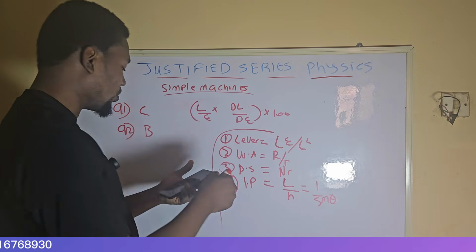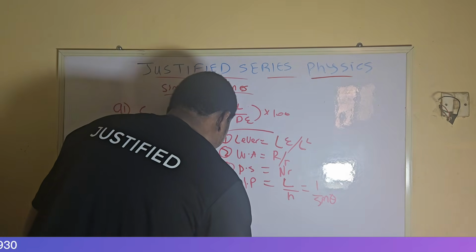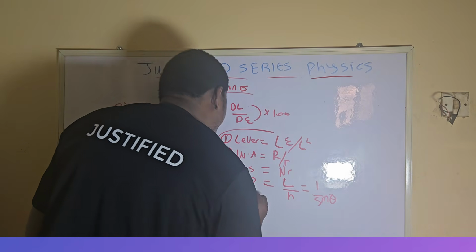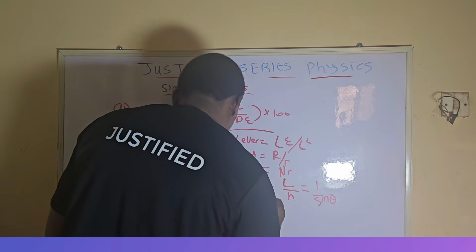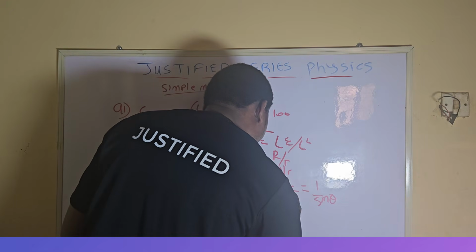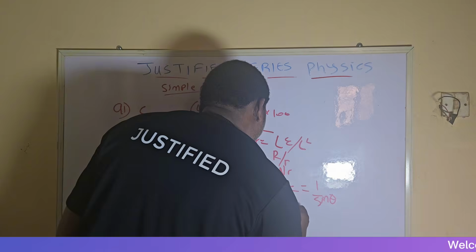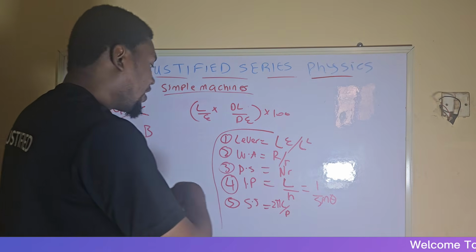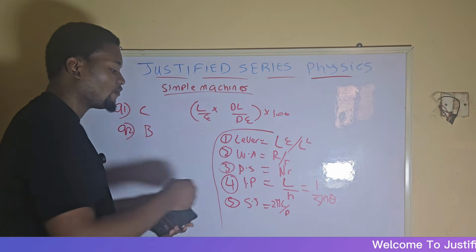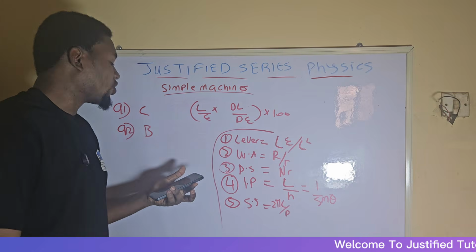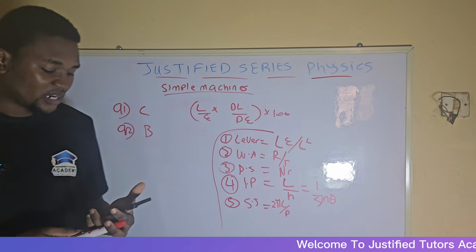The last one here is the screw jack. The screw jack here is 2 pi L over P. This is the formula for the velocity ratio of a screw jack. So now, please also write this down very quickly.